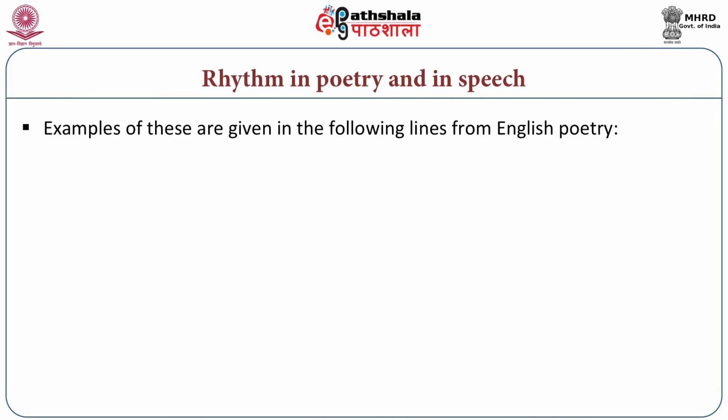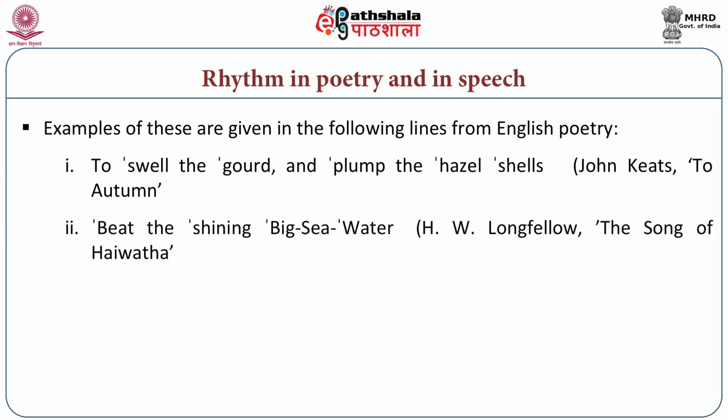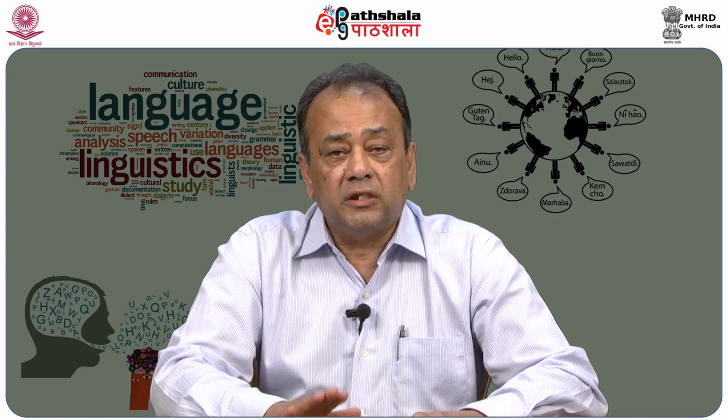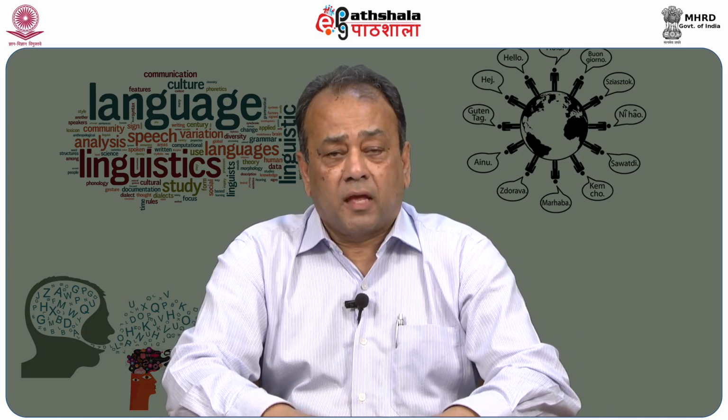Take a look at some two lines from two different poems. To swell the gourd and plumb the hazel shells. So, da da da da da da da da da da. Beat the shining big sea water. Da da da da da da da da. The first line exemplifies iambic meter, and the second line exemplifies trochaic meter. It is the regularity in the patterning of the stress unstressed syllables that characterizes poetic line.